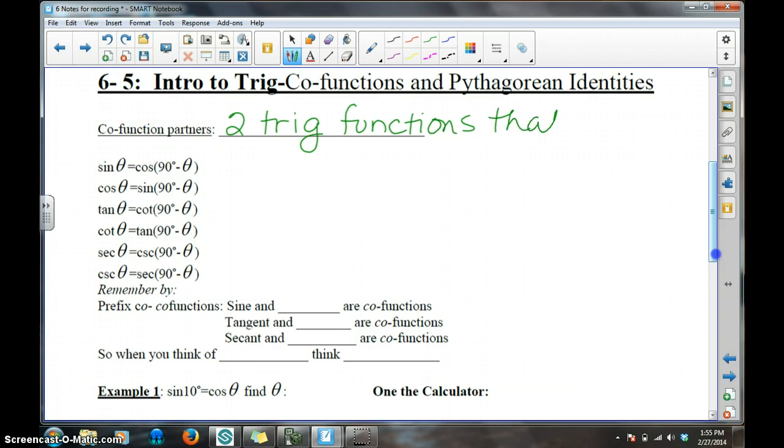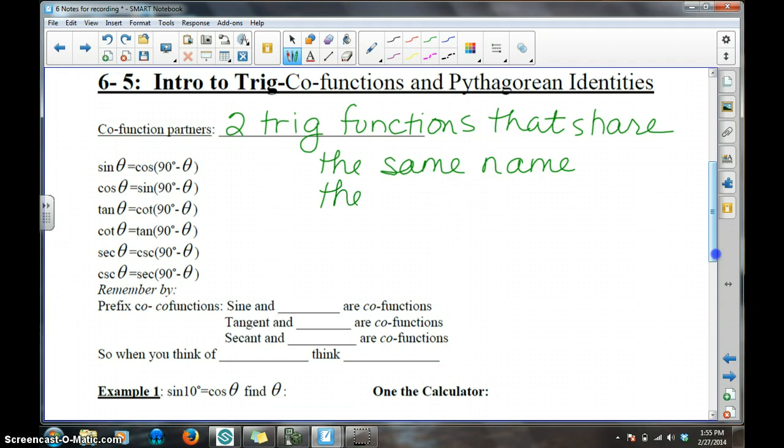that share the same name, the same answer, and have complementary angles.